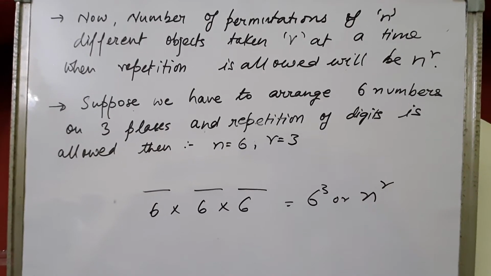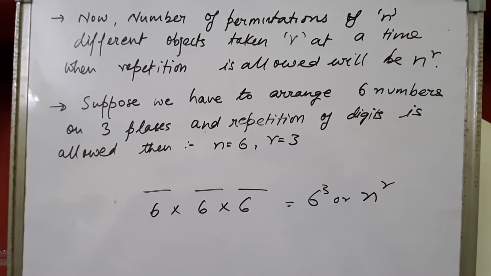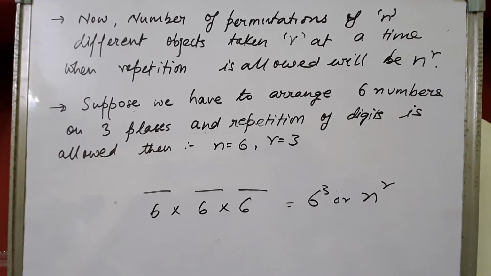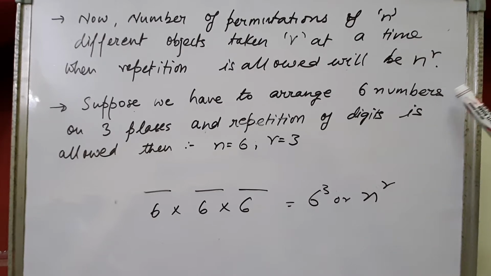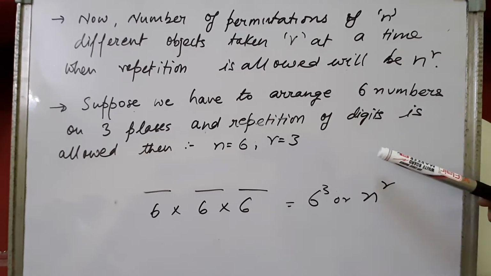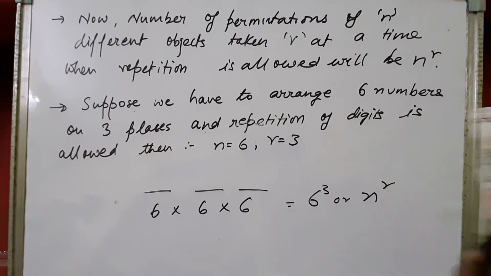Now if you have to find the number of permutations of n different objects taken r at a time when repetition is allowed, that will be n to the power r. Suppose we have 6 different numbers and we have to arrange them on 3 places, and it is given that repetition of digits is allowed. Apart from 0 we have 6 numbers. So how many ways can we do that? What will be the number of permutations?